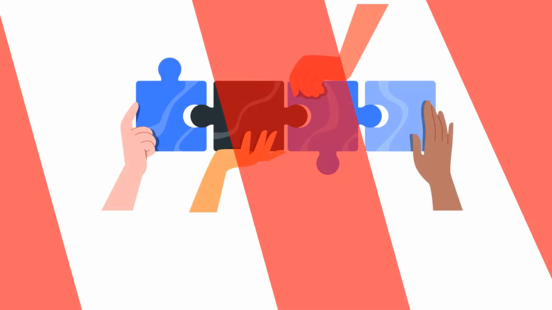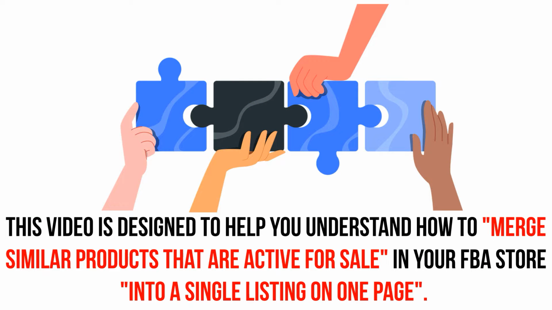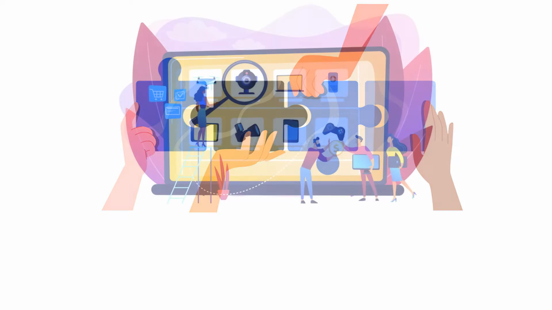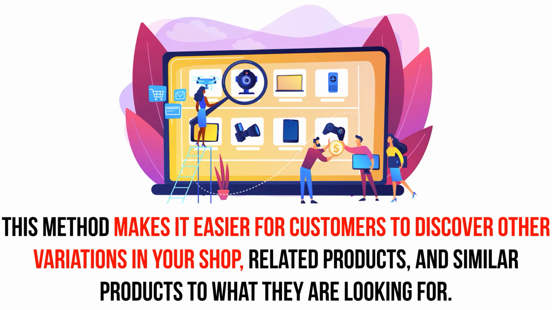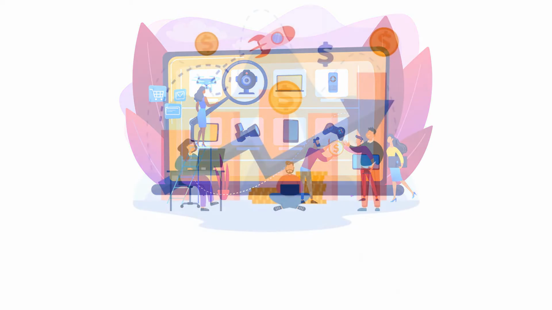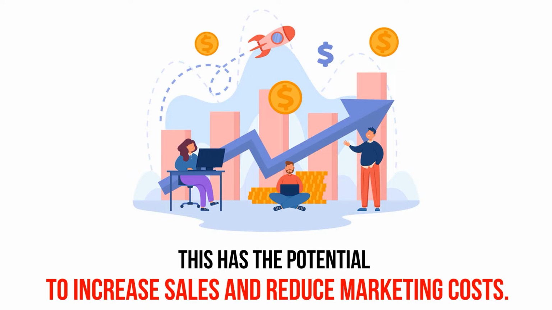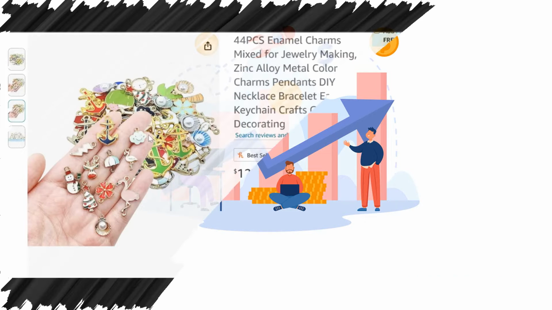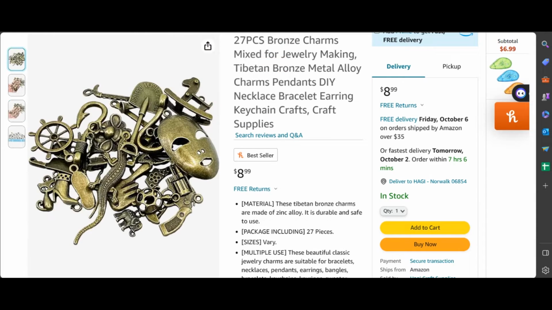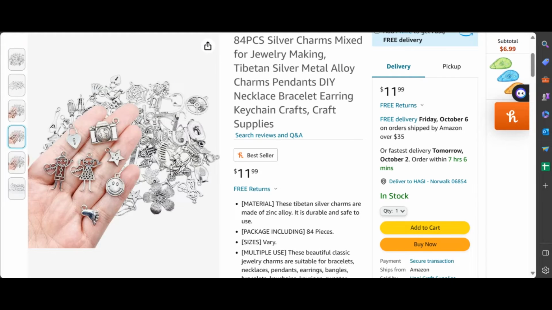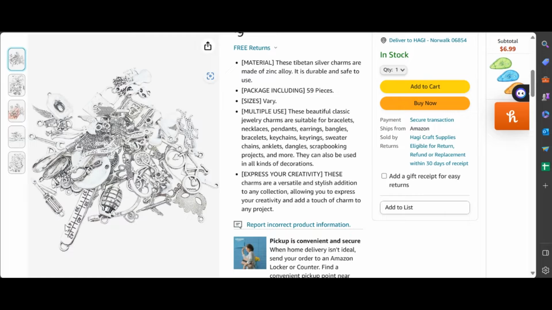This video is designed to help you understand how to merge similar products that are active for sale in your Amazon FBA store into a single listing on one page. This method makes it easier for customers to discover other variations in your shop, related products, and similar products to what they are looking for. This has the potential to increase sales and reduce marketing costs. Today, I'll be using the Jewelry Charms product listings that already exist separately in my Amazon FBA store as an example for you. Let's get started.